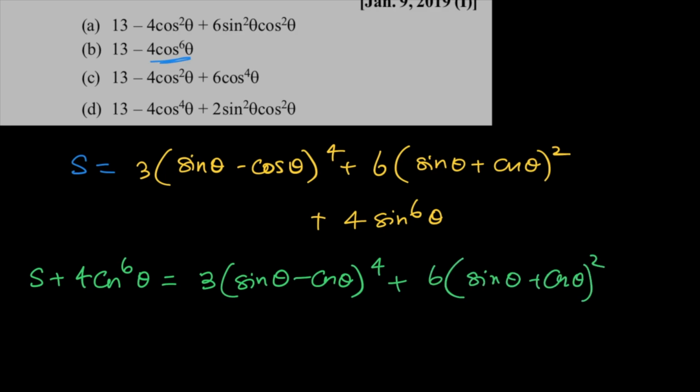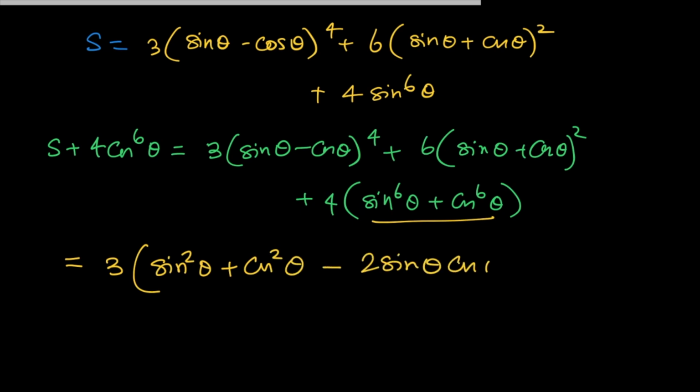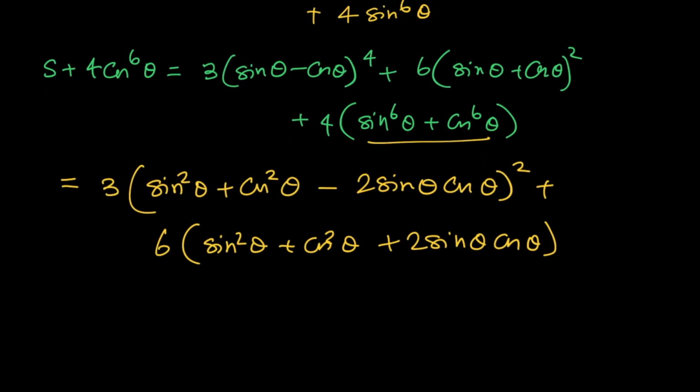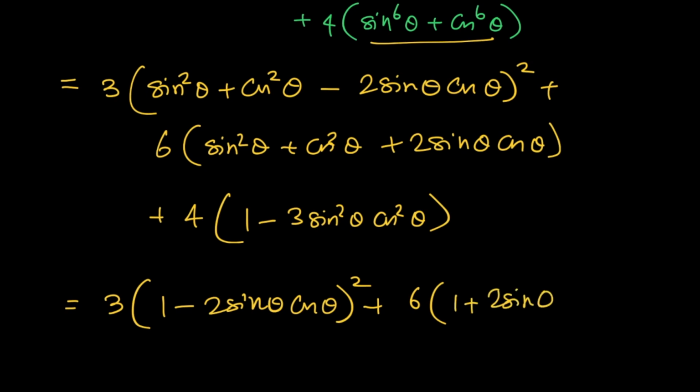What happens is this becomes 4 times (sin raised to 6 theta plus cos raised to 6 theta), because we already know the simplification for this. So this is going to be 3 times (sin square theta plus cos square theta minus 2 sin theta cos theta) the whole square plus 6 times (sin square theta plus cos square theta plus 2 sin theta cos theta) plus the next term, as we know, 1 minus 3 sin square theta cos square theta. So this becomes 3 into (1 minus 2 sin theta cos theta) the whole square plus 6 times (1 plus 2 sin theta cos theta) plus 4 times (1 minus 3 sin square theta cos square theta).